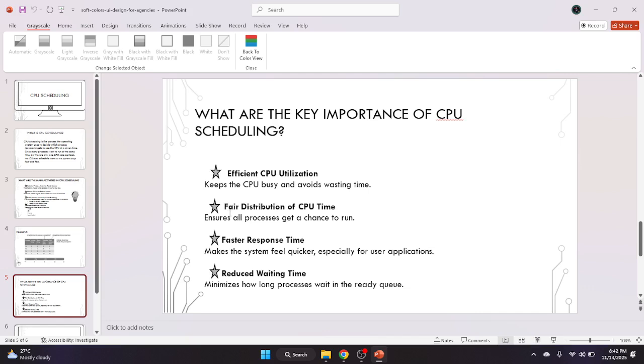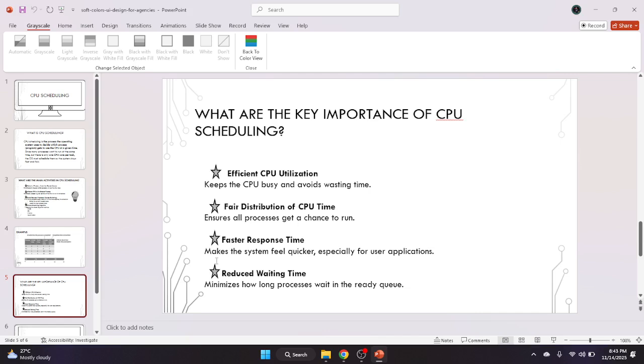The second one is fair distribution of CPU time. It ensures all processes get a chance to run. In a multitasking system, many processes need CPU time. CPU scheduling makes sure that every process gets a fair chance to run instead of letting one process dominate the CPU. This fairness prevents starvation and ensures that the system behaves predictably.